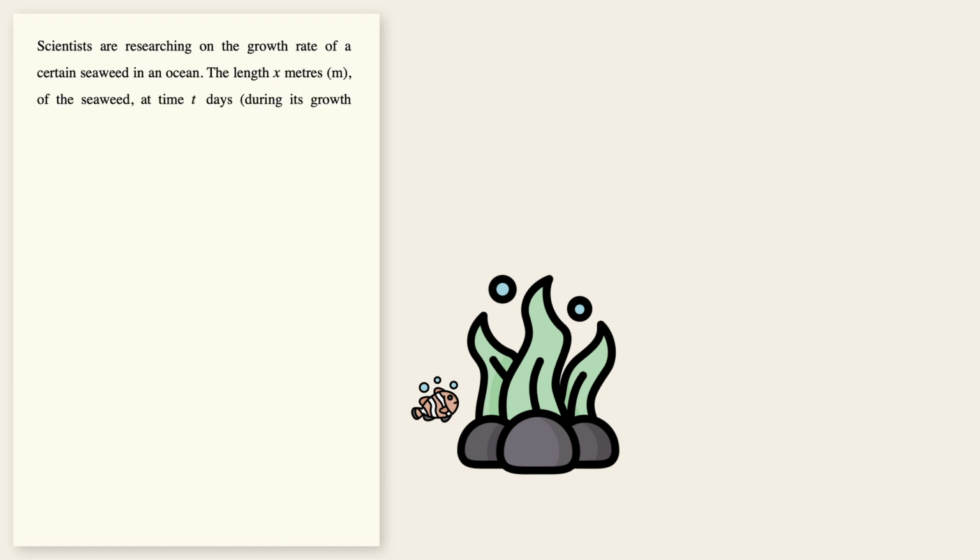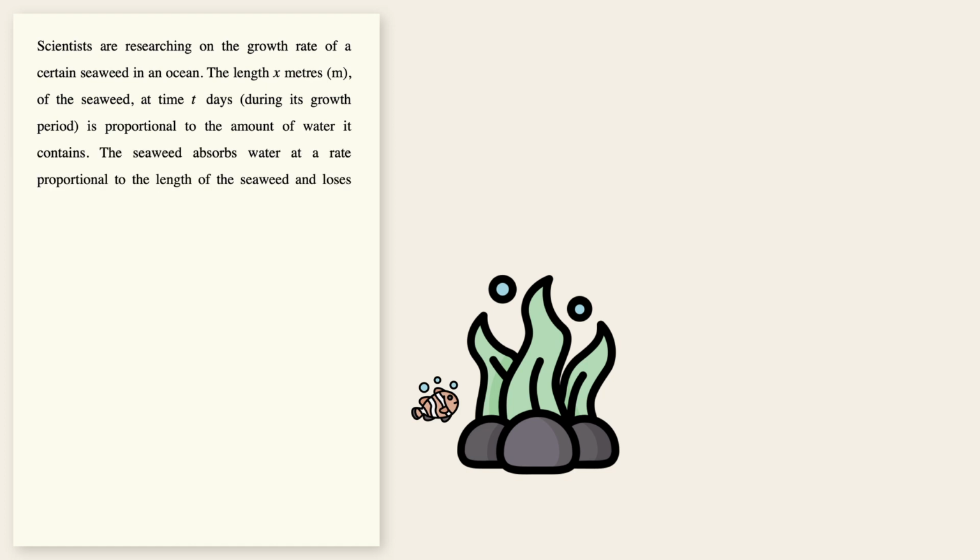the seaweed at time, t days, during its growth period is proportional to the amount of water it contains. Now the seaweed absorbs water at a rate proportional to the length of the seaweed. Now from this statement, it means that as the length of the seaweed increases, the water absorbed at a given time increases as well. So the rate of water absorption can be written as Ax, where A is the scalar factor and x is the length of the seaweed.